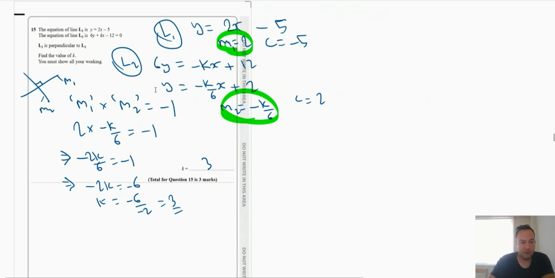M1 times M2 equals minus 1. That's exactly the same as saying that the gradient of one line is the negative reciprocal of the other, where you swap the numerator and denominator together, and then times by minus 1.